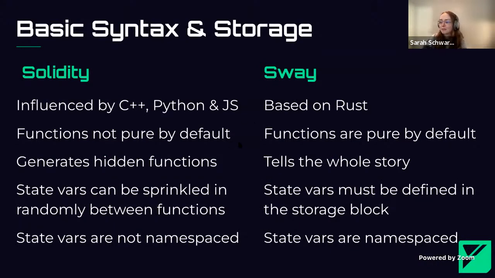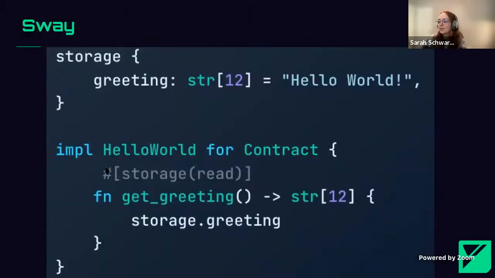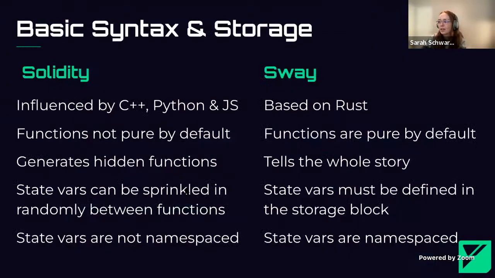So a little recap of what we just saw. Solidity is based on C++, Python, and JavaScript. Sway is based on Rust syntactically. Solidity functions are not pure by default. You add the pure keyword if it's pure, or view if it's view only. In Sway, they're pure by default, and you have to use storage read or storage write annotations if you want to access persistent storage. And like I said earlier, in Solidity there are hidden functions generated. In Sway, the contract tells the whole story.